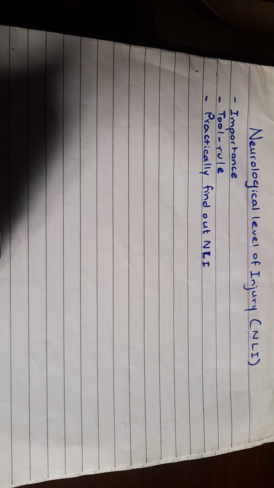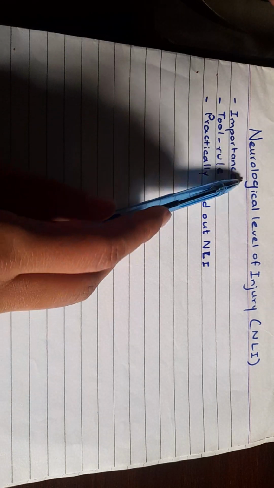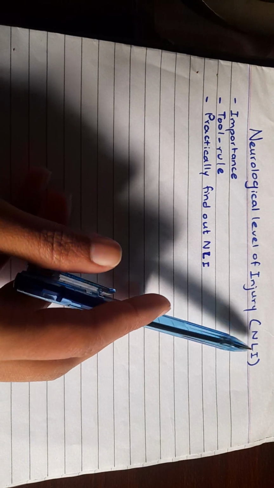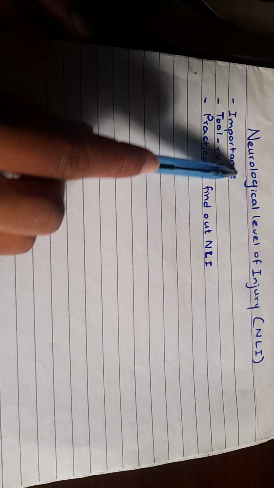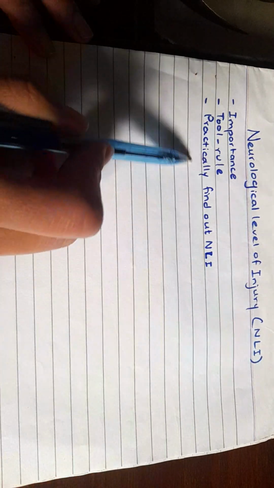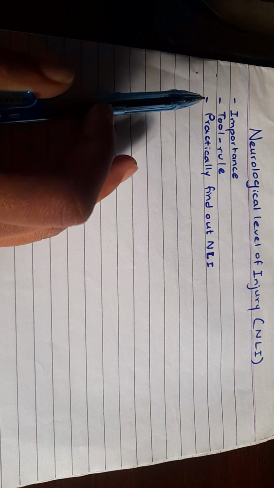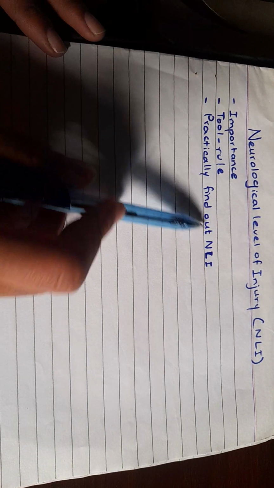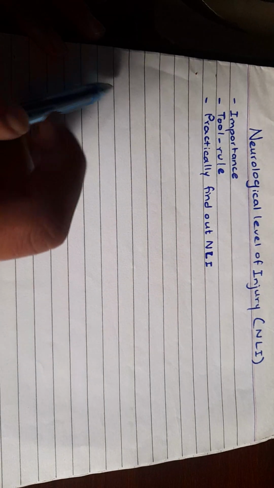In this video, we are going to be talking about neurological level of injury, that is NLI. We will talk about the importance of determining this neurological level of injury, what tool is used to assess this, and what are the important rules that should be kept in mind whenever we are determining neurological level of injury. And then finally, we will talk about how to practically find the level of injury, right?